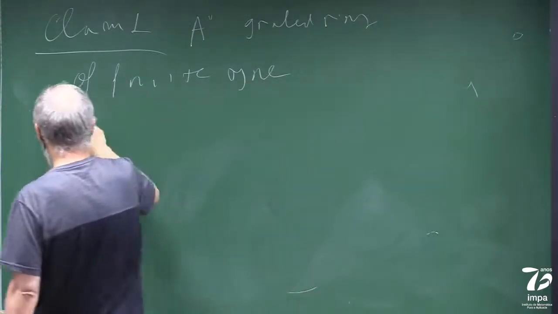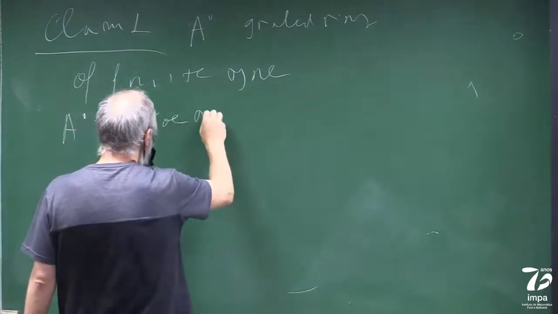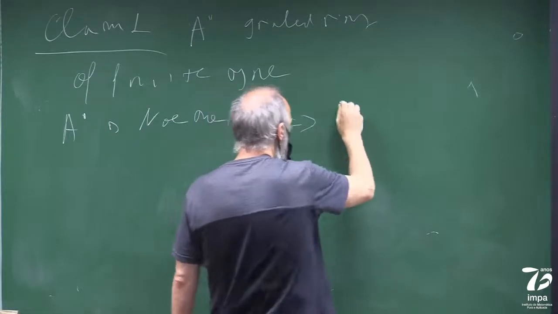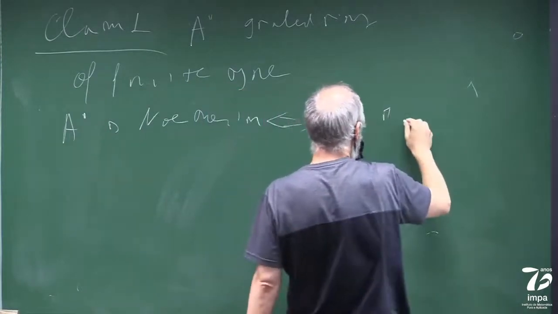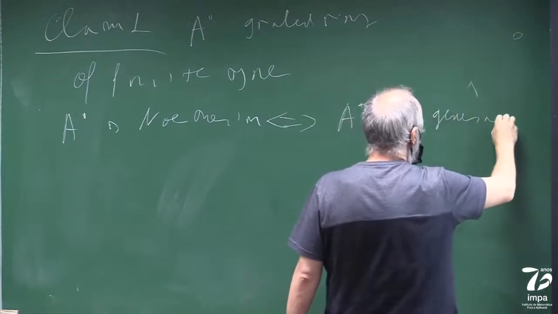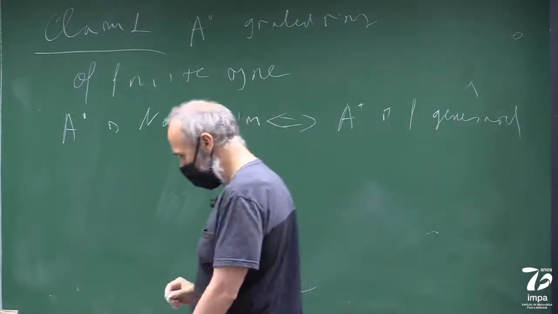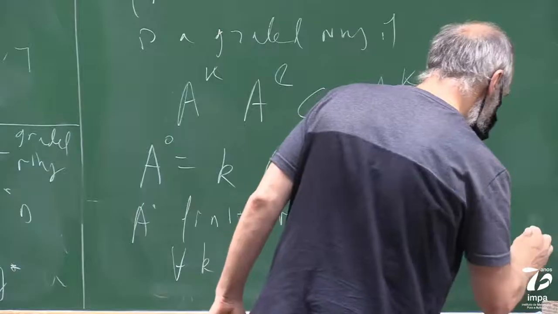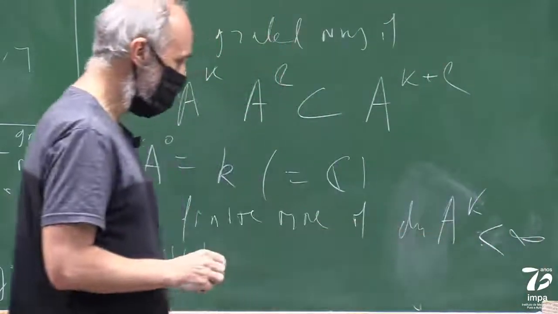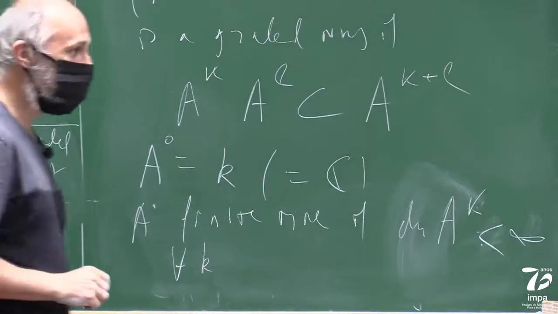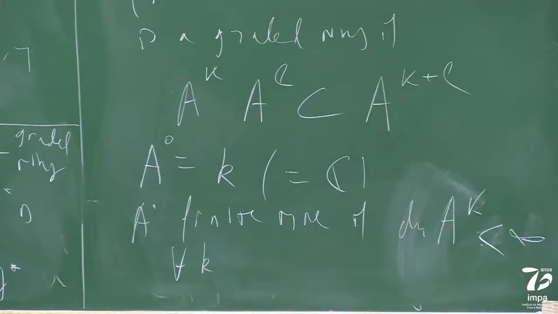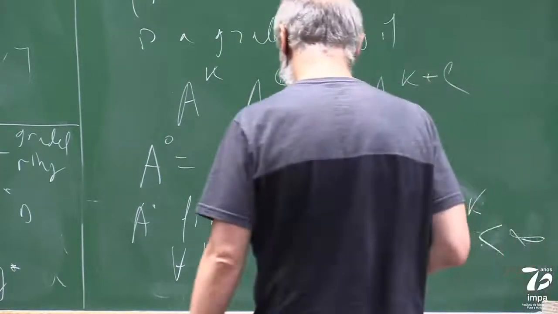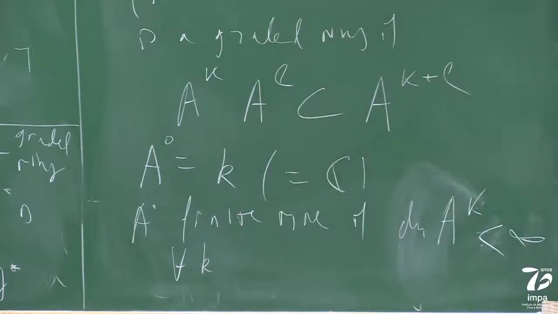Then A star is Noetherian if and only if A star is finitely generated. Could you explain why it's 0? Oh, 0. Of course not 0. Less than infinity. Thank you. Finite. Thanks, it was a misprint. Okay, good.